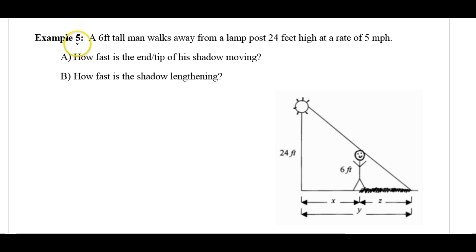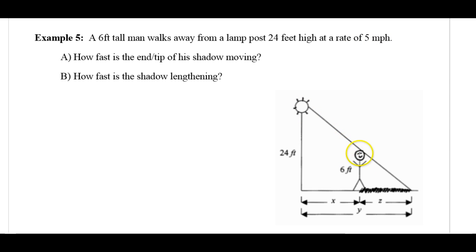All right, in example 5, we're going to get to the class of problems that involve shadows. And a lot of students don't like these problems either, but I think they're not too bad once you understand what the problem is asking you for. So we have a 6-foot-tall man that walks away from a lamppost that's 24 feet high at a rate of 5 miles per hour. So here's my stick figure drawing.